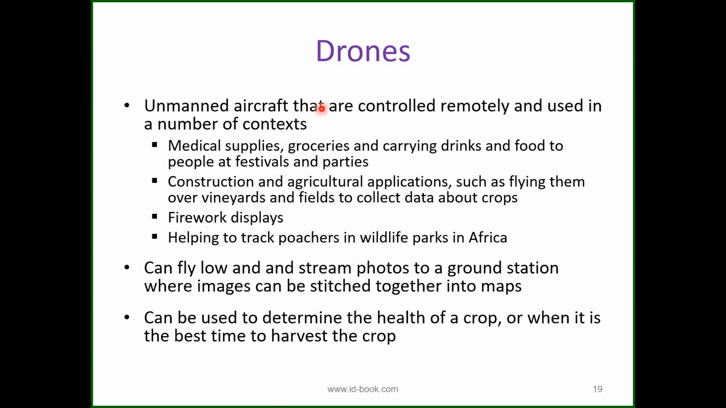Drones. Now the other type of device we are going to see is the drone. It is an unmanned aircraft, meaning the man is not sitting inside it. It is an aircraft that is controlled remotely and used in a number of contexts. Medical supplies, groceries, carrying drinks and food to people at festivals and parties are common jobs taken care of by drones. Construction and agriculture applications, such as flying them over vineyards and fields to collect data about the crops, is one of the jobs.